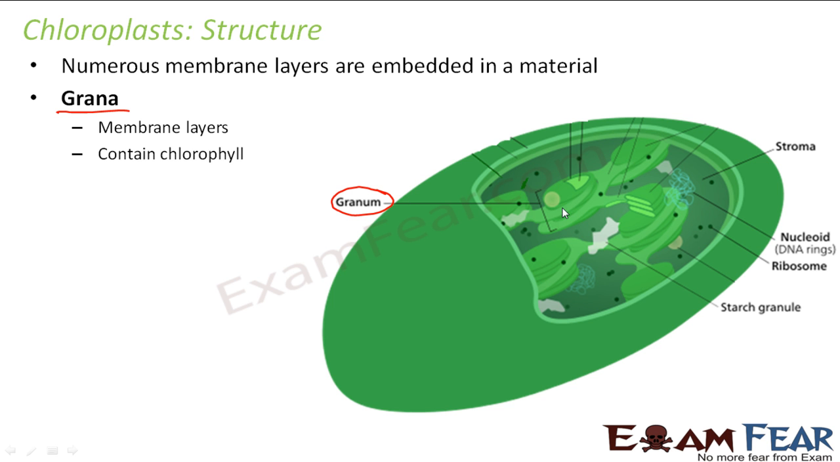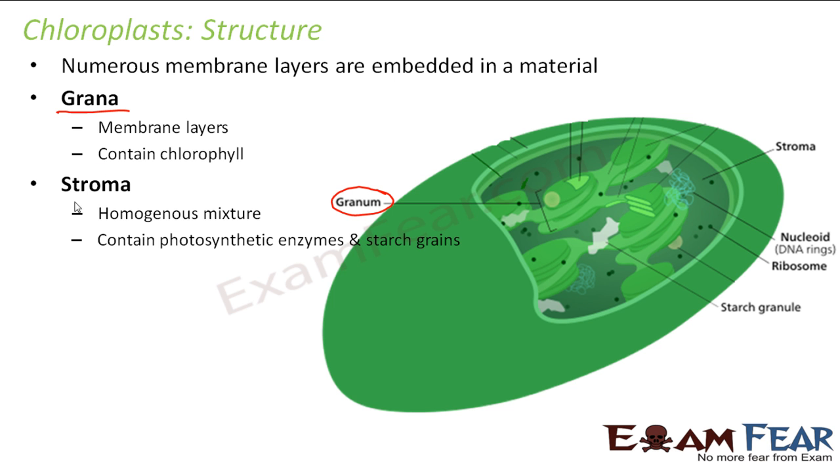Here you can see these are the different layers. It is like you take many saucers and keep one above another. So what happens? Many layers are arranged in a column, right? Similar is the scenario here. Many layers are arranged one after another, and then they are embedded in a material. The material in which they are embedded is known as stroma, and each of these layers is known as granum. So this is grana and this is stroma. Stroma is the dark green colored material in which it is embedded.